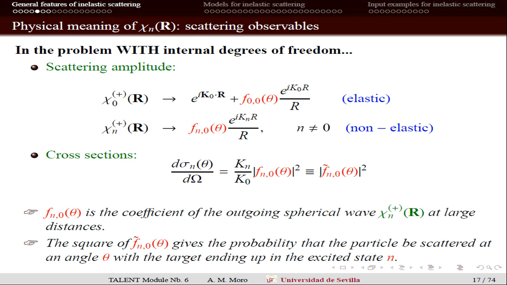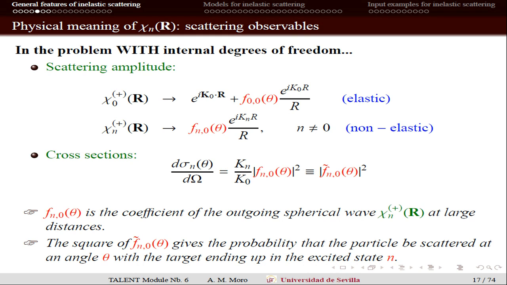So we start from the ground state, and one of the possible processes that may happen is the elastic scattering, in which we have a spherical wave with the same momentum in modulus, a different direction, but the same modulus of the momentum, K0, multiplied by some f. So this f00, this notation means we start reading from the right to the left. So we start in the ground state 0, and we end up also in the ground state. So this is elastic scattering.